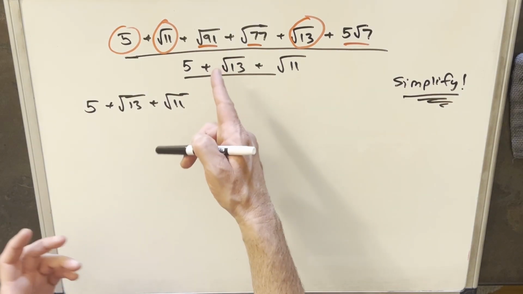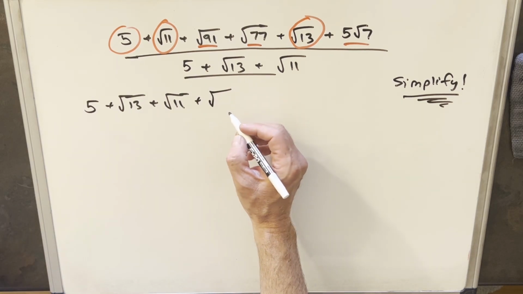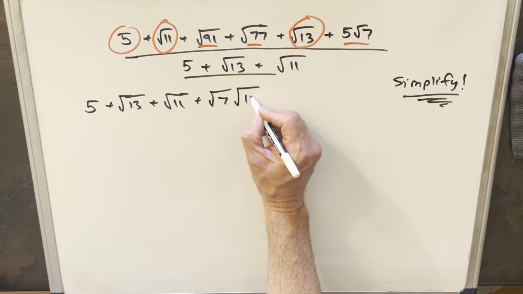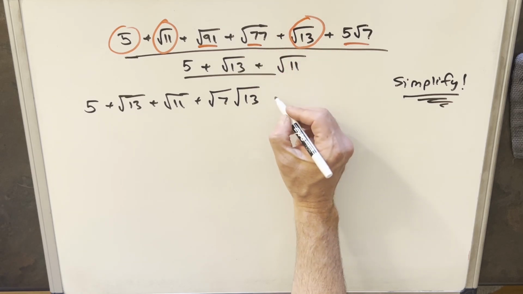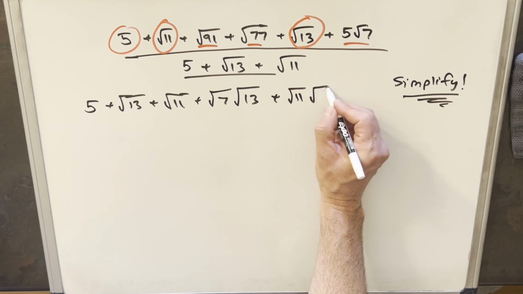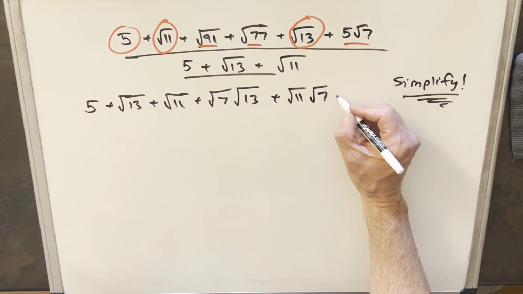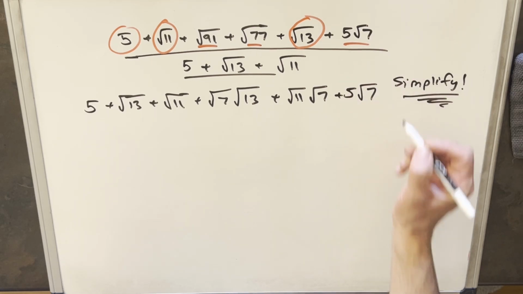So, for example, square root of 91, I can write that as the square root of 7 times square root of 13, because 91 is 7 times 13. Then doing something similar with square root of 77, I can write this as square root of 11 times square root of 7, because this is 7 times 11. And then here I'm just going to leave this one the way it is, because 7 is prime, so we'll just leave that.